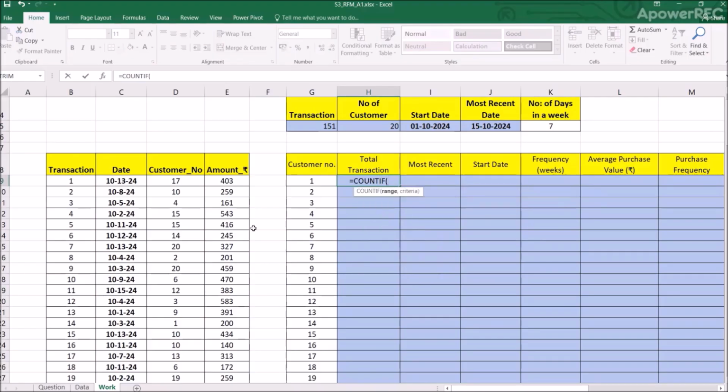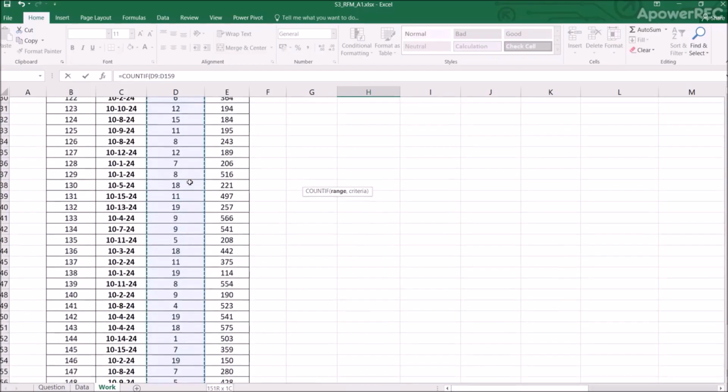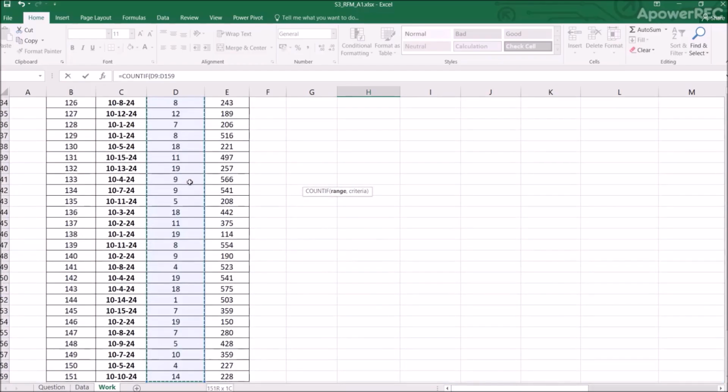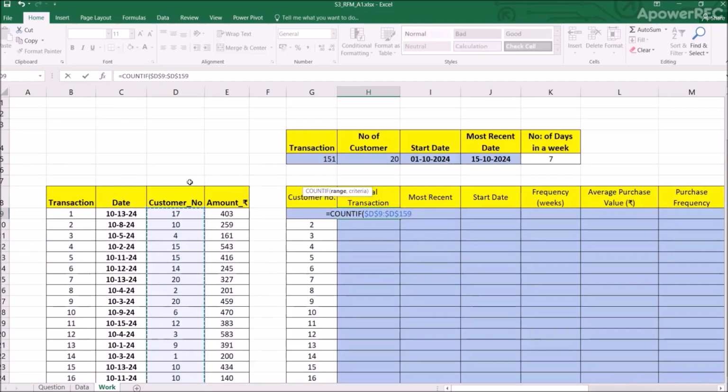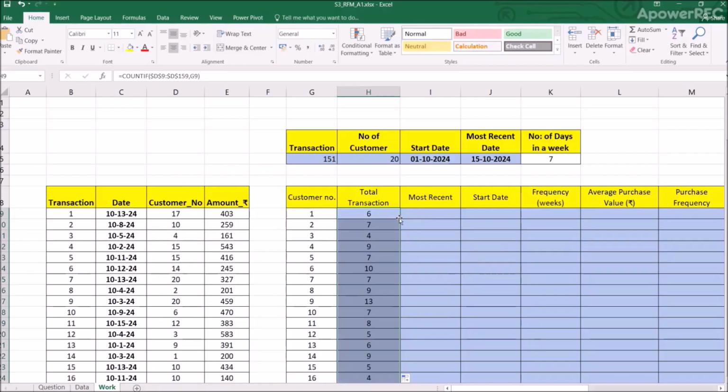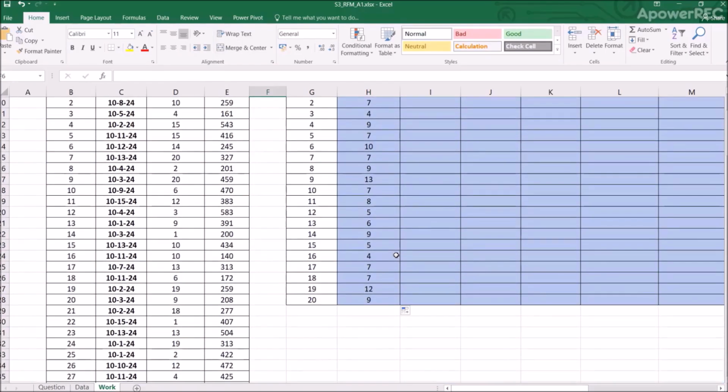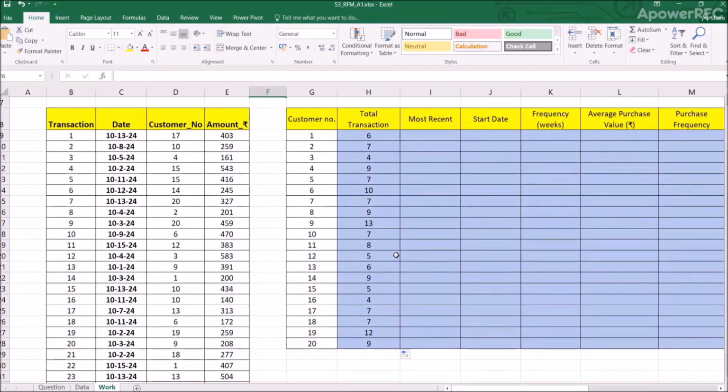Now, find how many transactions are done by each customer, use the COUNTIF function. Move the cursor to the right bottom of the H9 cell until you notice the plus mark. Now double-click on the plus mark. Relevant data is now populated in the respective cells of the H column.